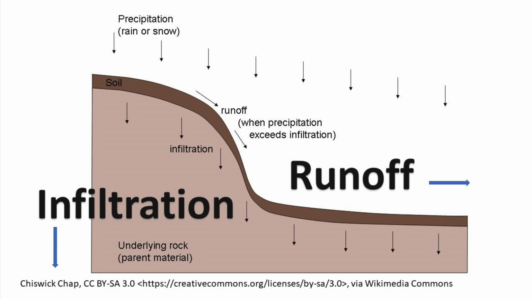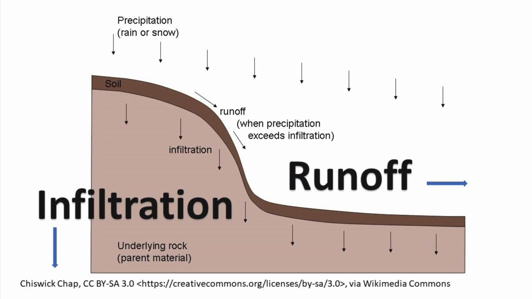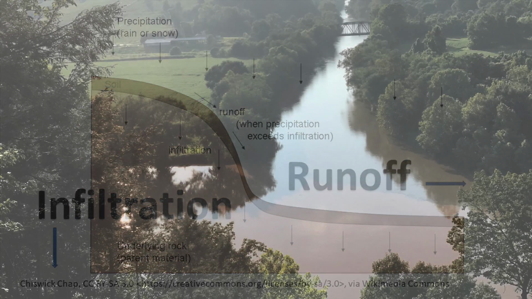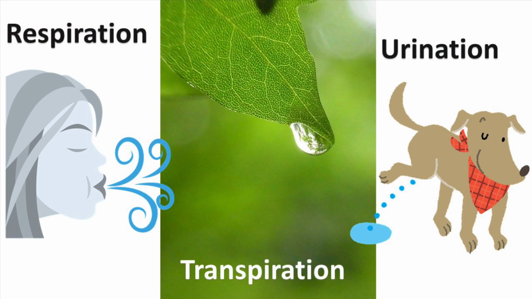It eventually finds its way to our waterways and is the very basis of watersheds. This accumulated water forms our creeks, our streams, our rivers, and we use the water for drinking, for recreation, and for many other purposes. But wait, there's just a little bit more to the water cycle.